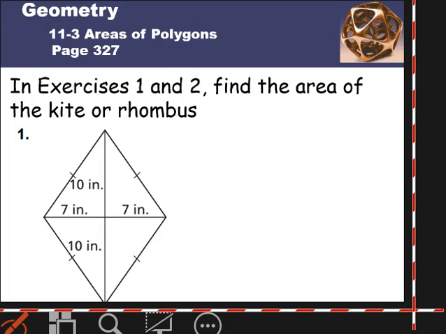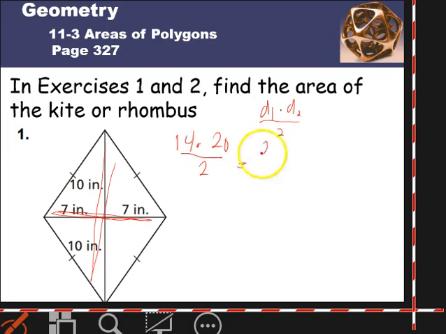Okay, so this whole diagonal is 14, and this whole diagonal is 20. And remember, it's diagonal 1 times diagonal 2 divided by 2. So we're going to do 14 times 20 divided by 2. So this looks like 280 divided by 2, which is 140 inches squared.